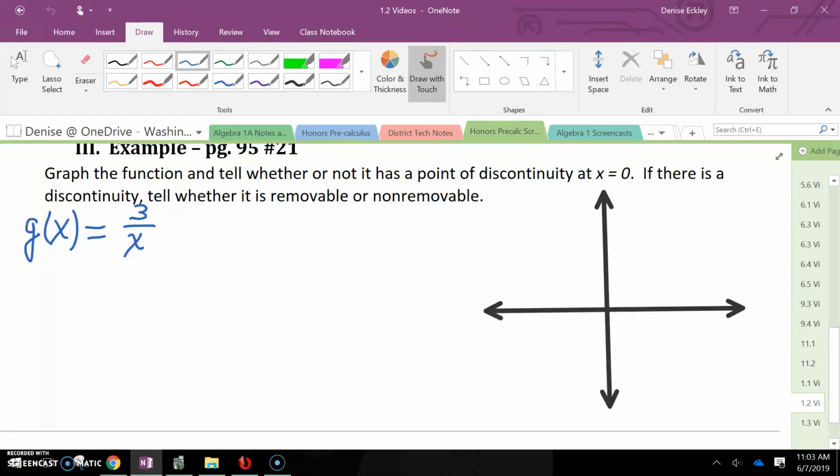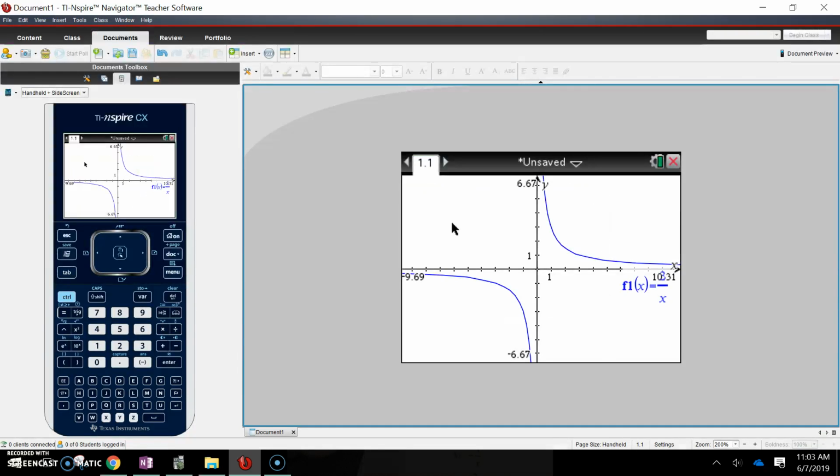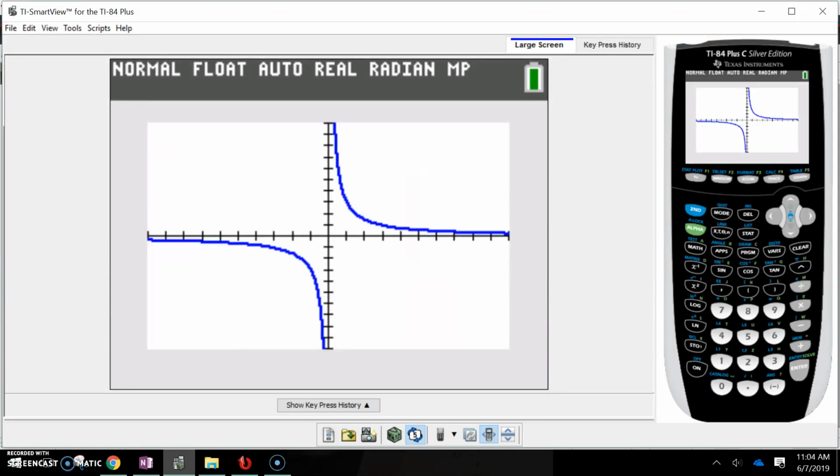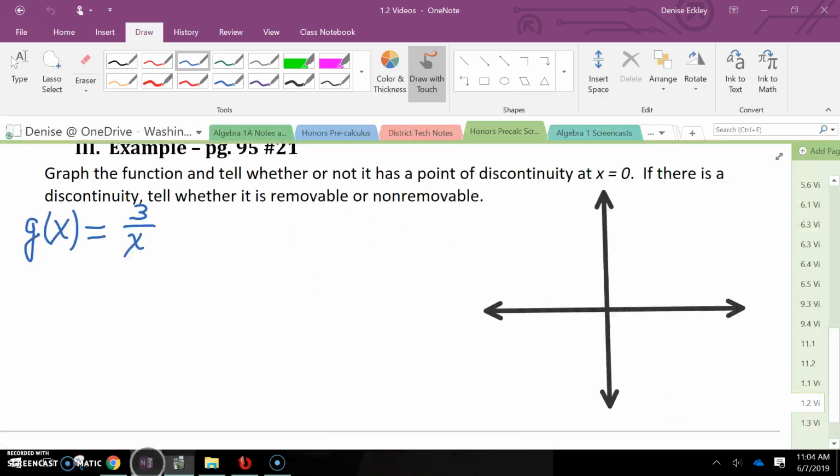So I began by graphing it on my graphing calculator. Here it is on my Inspire, and I can see that the graph has a break at 0. And I can also see that same picture on the 84. So I do have a discontinuity at 0.